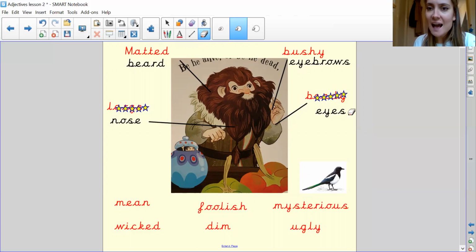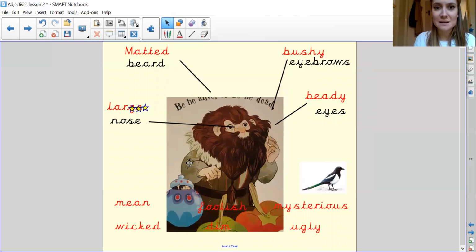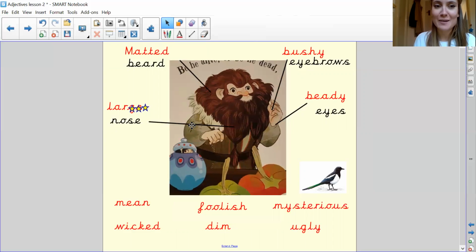You can't even see them with all the hair. And I put here eyes. Can you see that? Eyes. What adjective do you think I've used to describe his eyes? Shall I show you? I've chosen beady, which means they're really small. Beady. And here I have got, oops, pointing to the wrong part there, isn't it? Let's move it down a little bit. There we go. There's his nose. It's pointing to it now. And it says here a large nose because he has got a large nose.